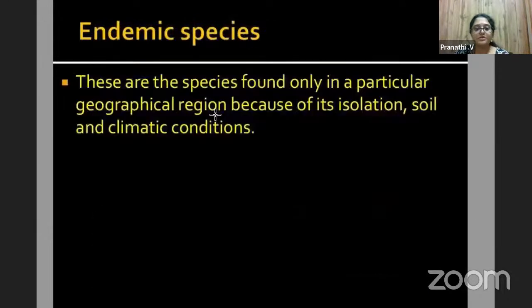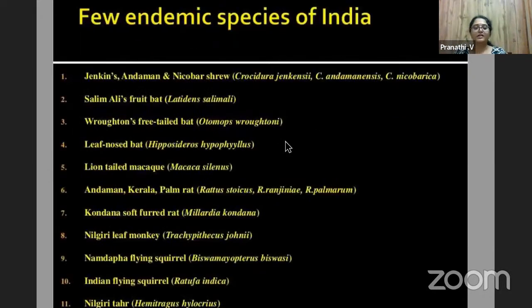So when it comes to endemic species, they are the species present in that particular region because they are adapted to only those climatic conditions. They are not growing anywhere else. Their genetic pool is also only in that particular area. A few endemic species have been given over here, the names in fact. We'll just have a look at it in some time.